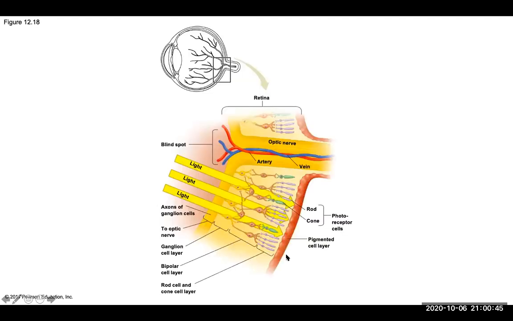So this is a look at those different layers. Light travels in to the eye and goes to the back of the retina first, specifically this pigmented layer, and then it kind of goes back up through the rods and cones, the ganglion cells, and then in the axons to the optic nerve.